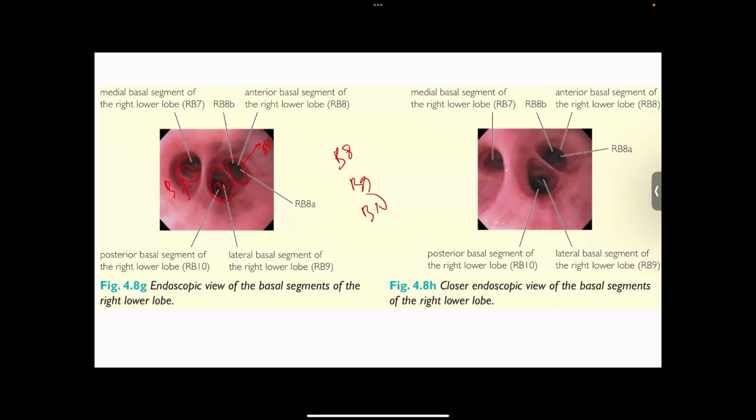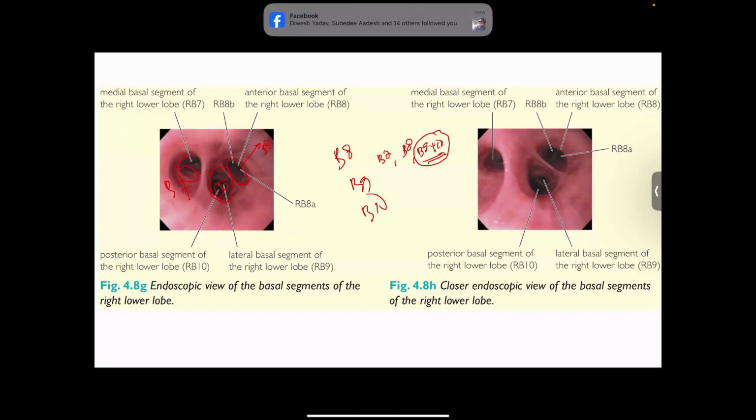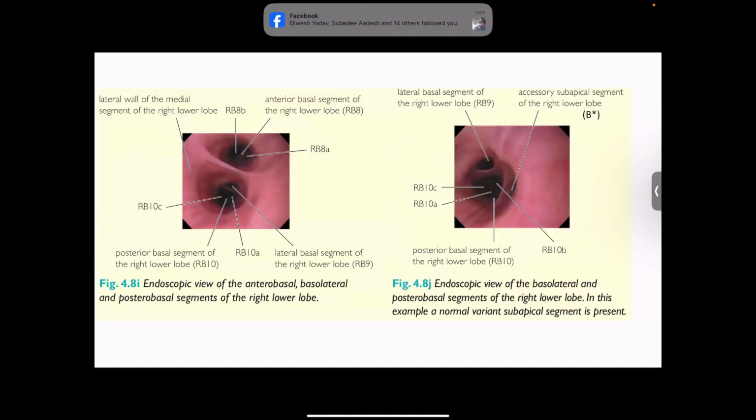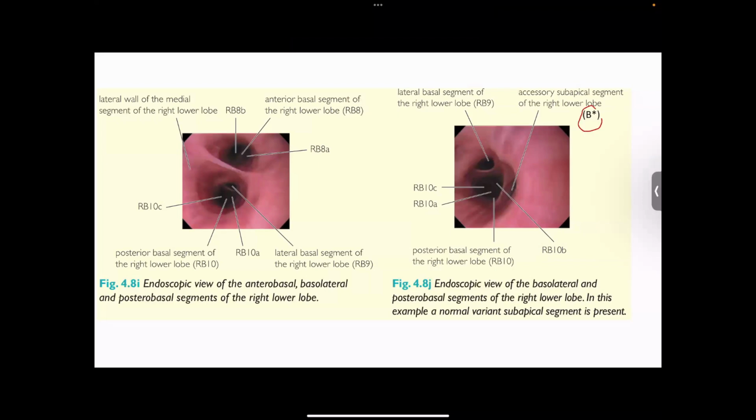So the pattern in this particular case is that there is B7, B8, and B9 and 10 have a common trunk. That is usually the rule rather than the exception. In most cases, this is the prevalent variant rather than separate B8, 9, or 10. This is also one of the examples where we can see the B star, which I had talked about. B6 bronchus is somewhere here, not shown in this bronchoscopy picture. B10 is here, and between the two we can see another opening. So the B star or subsuperior bronchus is located here.